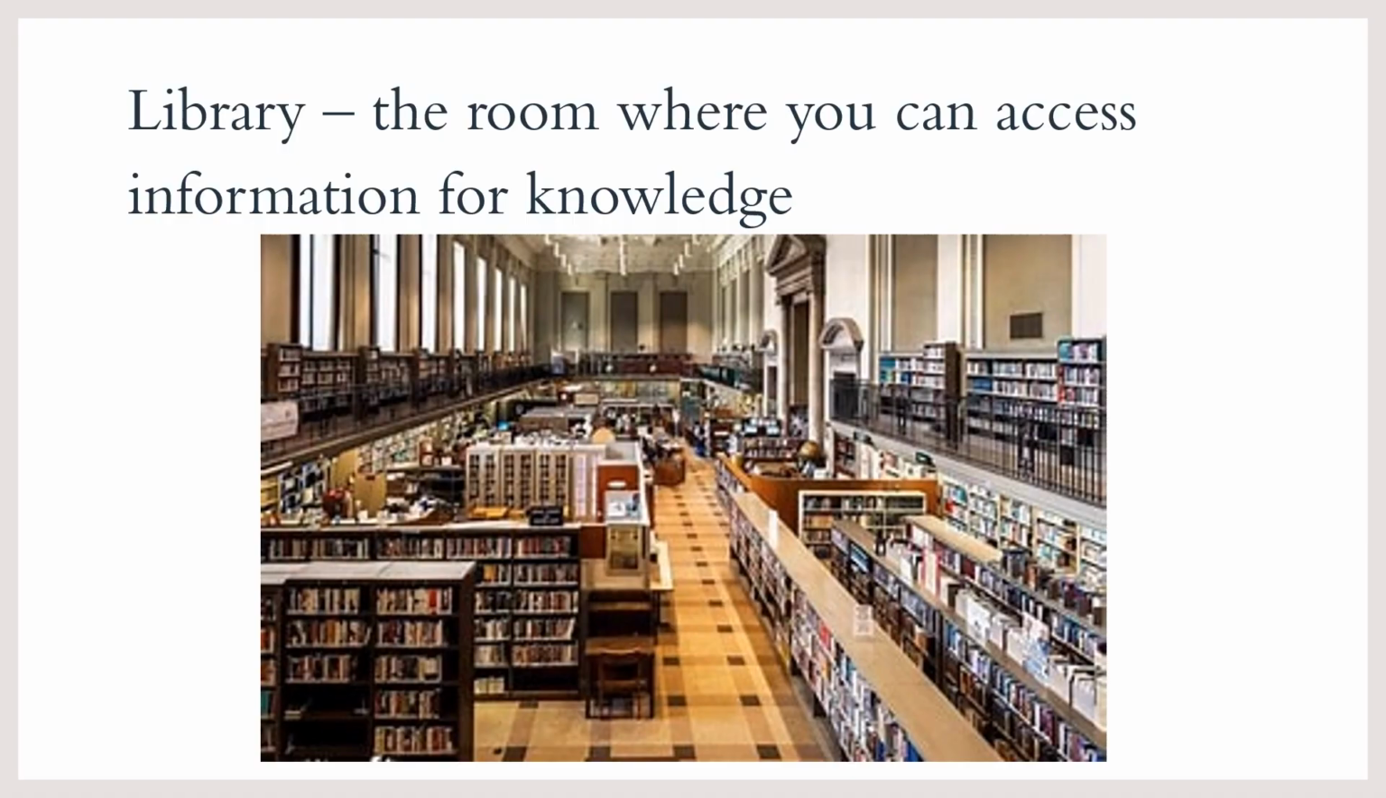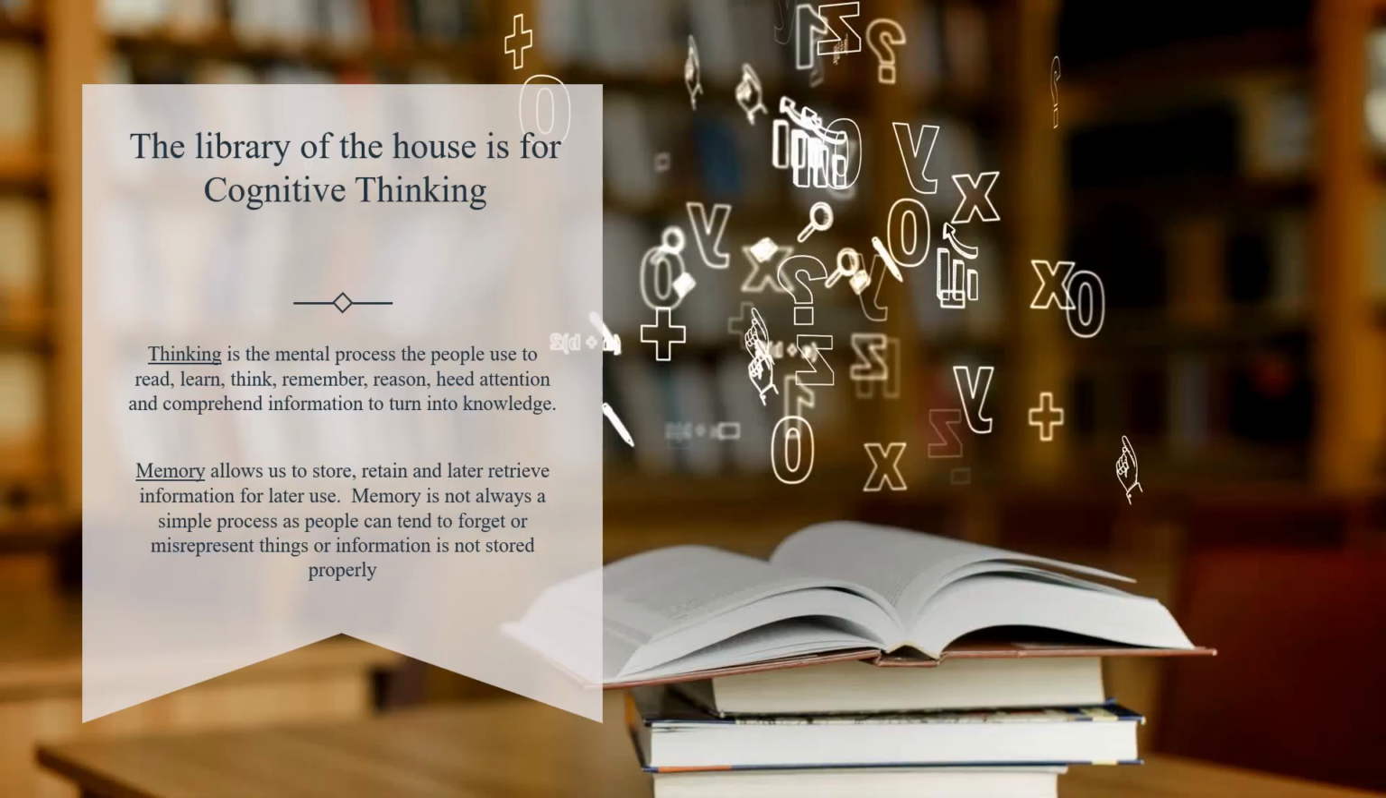The library is the room where you can access information for knowledge. The library of the house is for cognitive thinking, and thinking is the mental process people use to read, learn, think, remember, reason, heed attention, and comprehend information to turn into knowledge. Cognitive thinking happens in the brain cells using neurons that interact with each other via electrical signals, and then thoughts through a chemical process are informed.